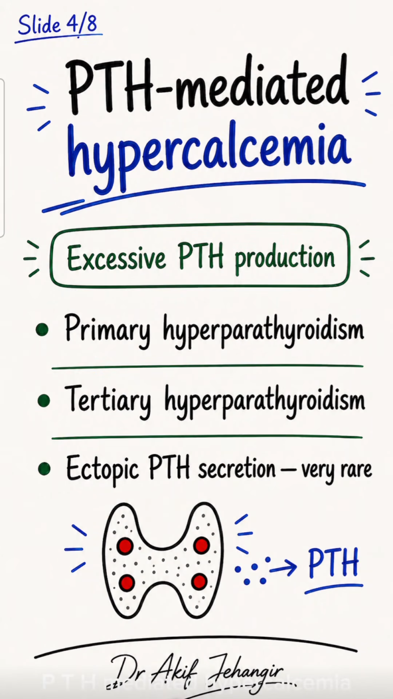PTH-mediated hypercalcemia means excessive PTH activity. The main causes are primary hyperparathyroidism, tertiary hyperparathyroidism, and very rarely ectopic PTH secretion. Tertiary hyperparathyroidism usually follows long-standing secondary hyperparathyroidism, especially in chronic kidney disease when the glands become autonomous.